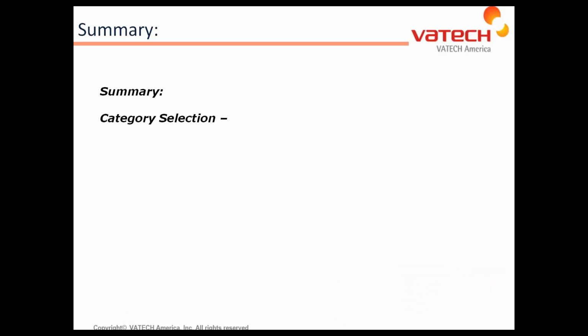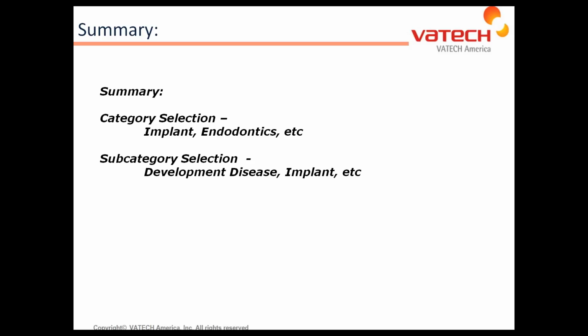In summary, you should now be able to choose a category based on specialty such as implant or endodontics, as well as a subcategory such as development disease as well as implants.